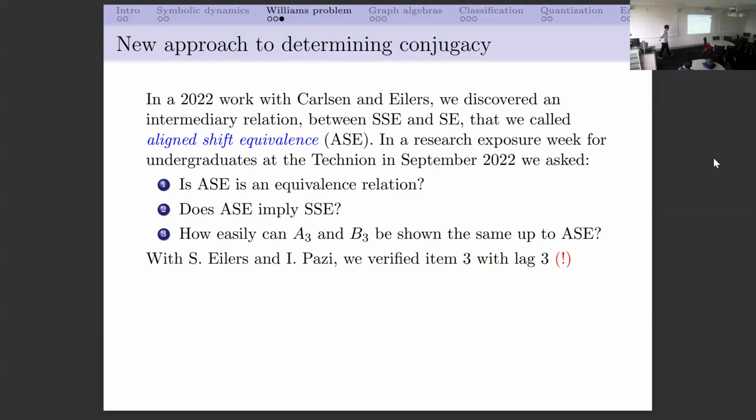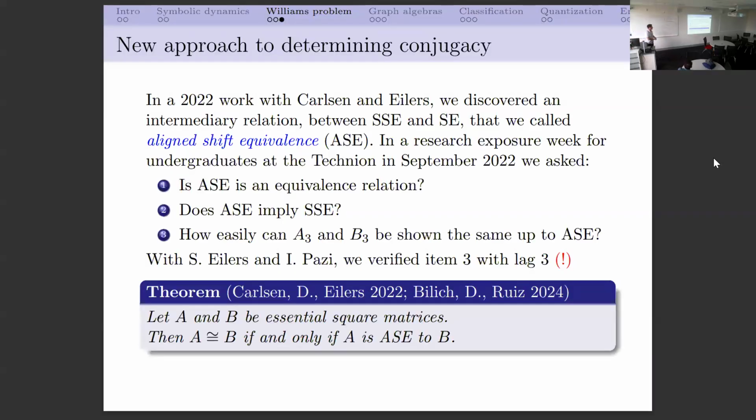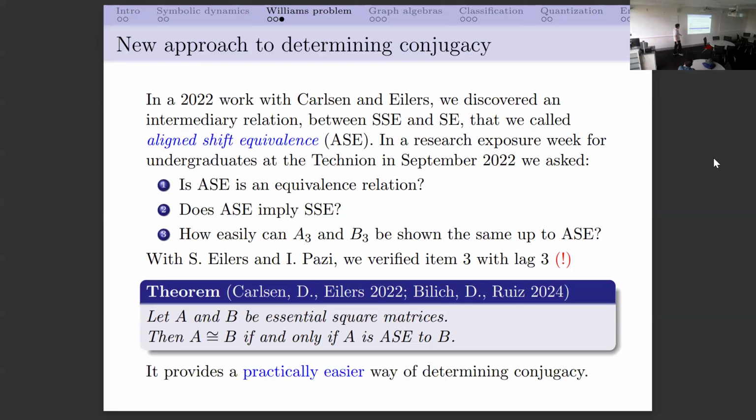Okay, so with Søren Eilers and an undergraduate student, we managed to show using a computer program that in fact A_3 and B_3 are aligned shift equivalent with lag 7. I haven't told you what aligned shift equivalence is, but it's a lower lag, which is an advantage from a computational point of view. And combined with this result, which is a combination of results from this original paper and a later paper with my PhD student Pilic and Efren Ruiz, we were able to show that strong shift equivalence is the same as aligned shift equivalence, in fact. Okay, so we can verify aligned shift equivalence, which is the same as strong shift equivalence, with a lower lag. So you see, there already is an advantage computationally to considering this equivalence relation as opposed to strong shift equivalence, which is kind of complicated if you think about it for a second.